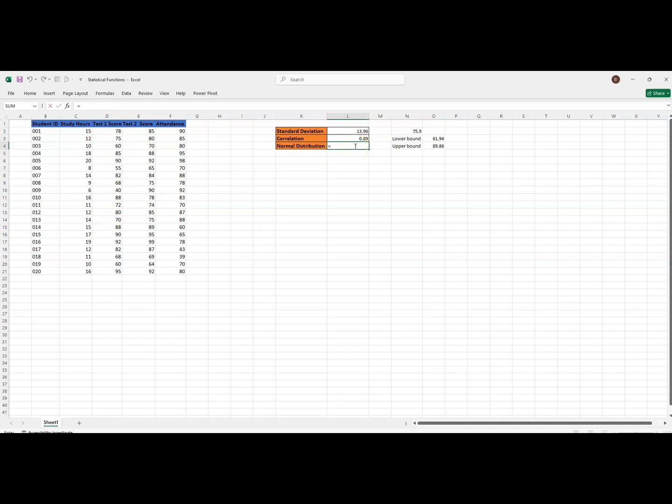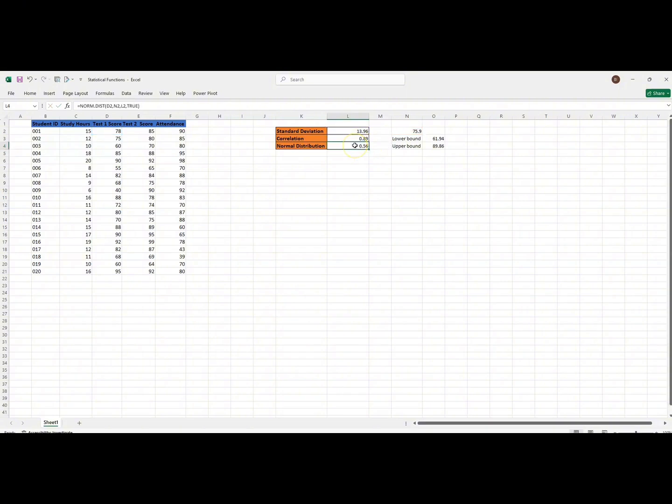I'm going to put equals NORM.DIST, for test score 78. I'll double click on this blue box. The first argument is x, the test score you want to check the probability of. Then comma, and the next argument is the mean. The mean of the whole data we've calculated already, then comma. The next argument is the standard deviation, which we calculated here. Select this. The last argument is whether you want the cumulative distribution function or the probability mass function. I want to select CDF, the cumulative distribution function. I'll close my parentheses and hit enter.